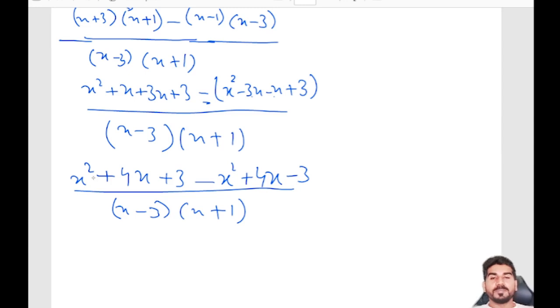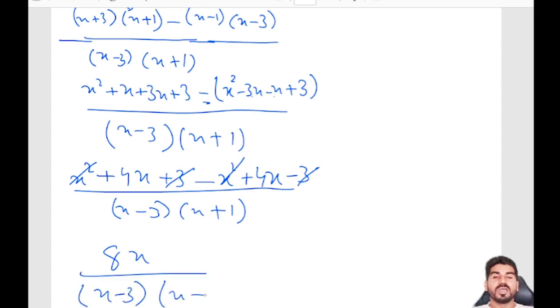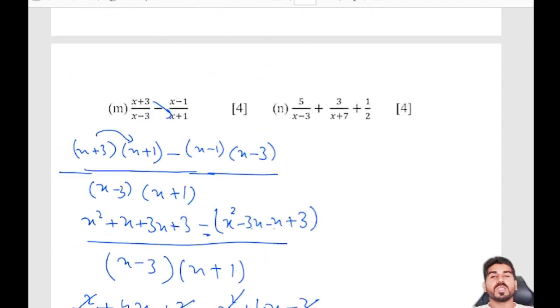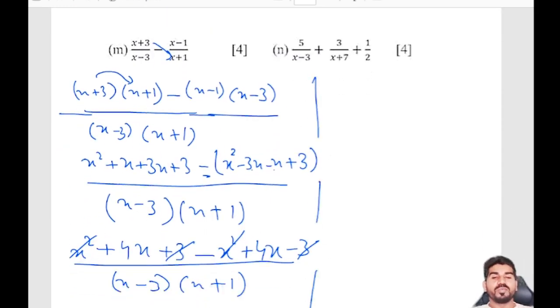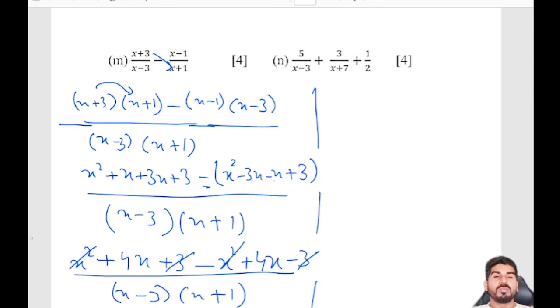Okay, here you can see x squared and negative x squared will become 0, and 4x plus 4x will be 8x, and 3 minus 3 will cancel out here, and the denominator remains. So this will be the answer for part M here. Now we can solve the other part on the side, which is part N.